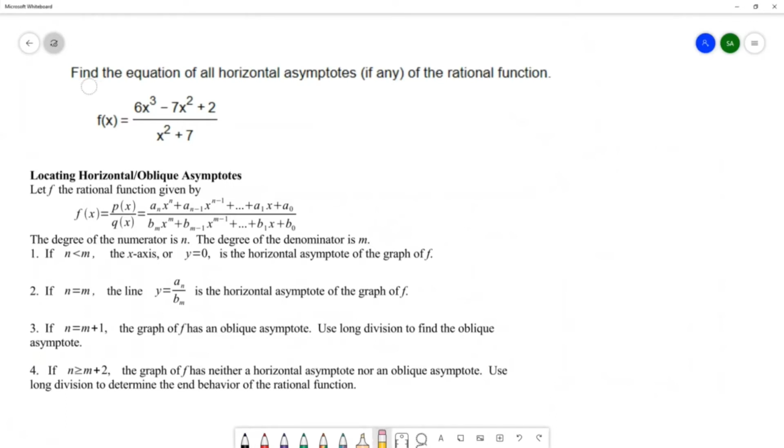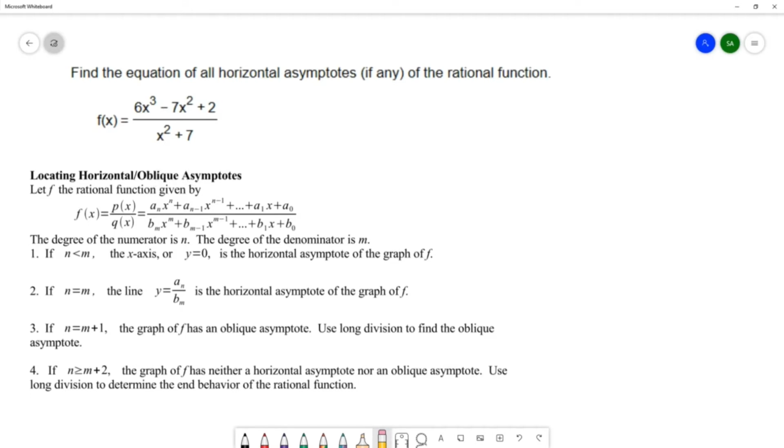For this one, we want to find the equation of all horizontal asymptotes, if any, of the rational function f of x equals 6x cubed minus 7x squared plus 2 over x squared plus 7. So I've pasted some details below of how we will find horizontal or oblique asymptotes or slant asymptotes.